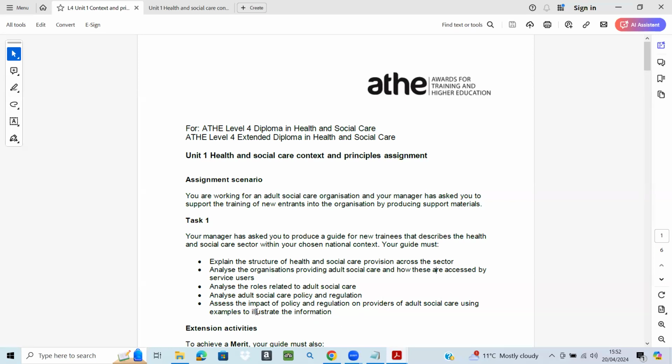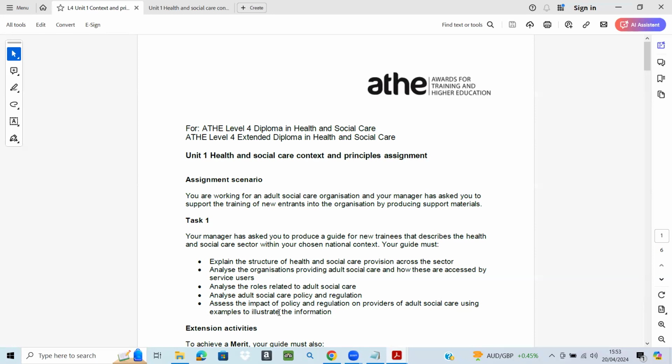Then we need to assess the impact of policy and regulation on providers of adult social care using examples to illustrate the information. Now here the important bit is the regulation of providers. Here we are talking about the impact of policy and regulation on providers. So who are providers? Providers are our organization and the staff as well. As an employee, we are the providers of health and social care to any adult. And now they are asking us to give examples.